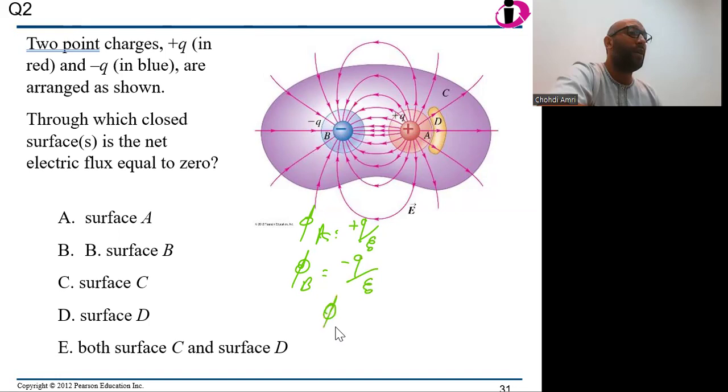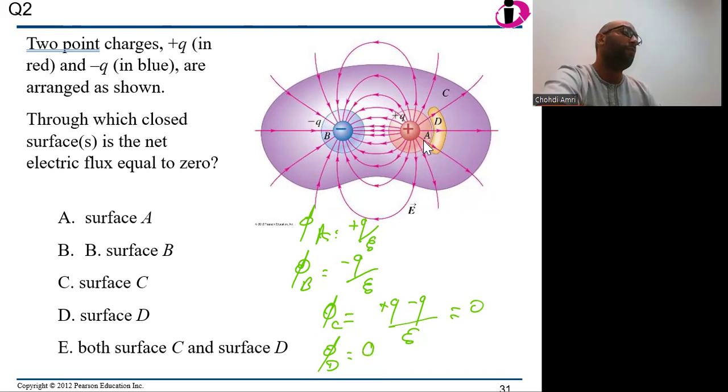Let's talk about phi C. Phi C encloses the two charges. That means plus Q minus Q divided by epsilon naught. We are talking about the net charge inside the surface, so it's zero. Let's talk about phi D. D, there is no charge inside it, so the electric flux is zero.